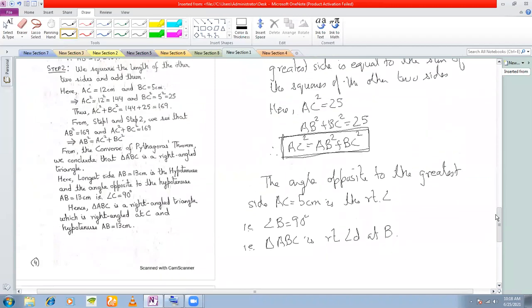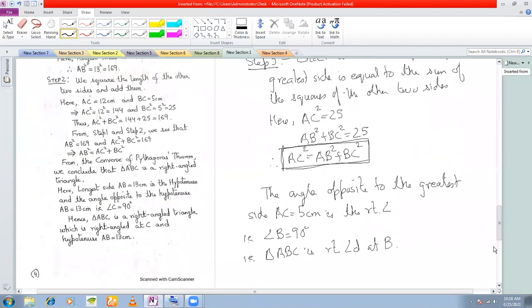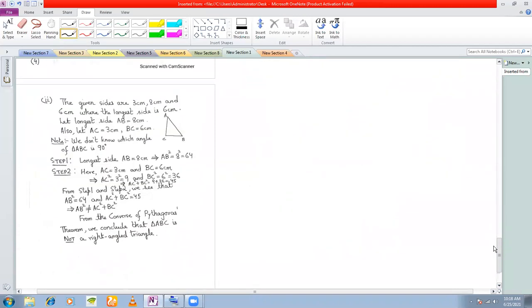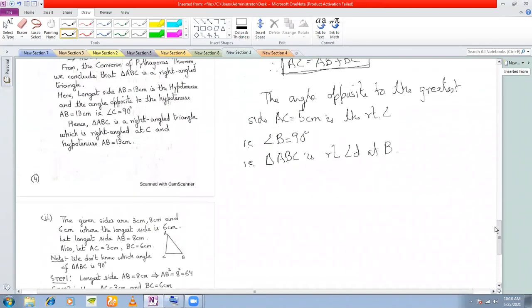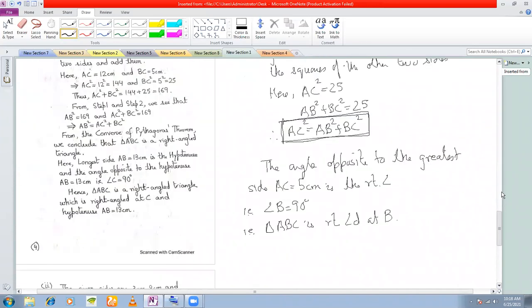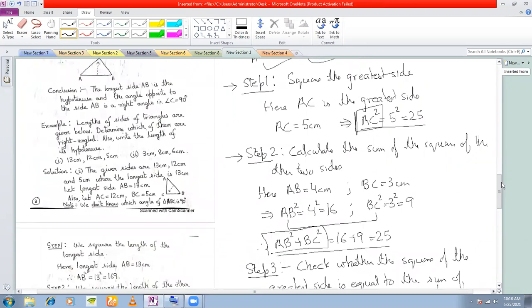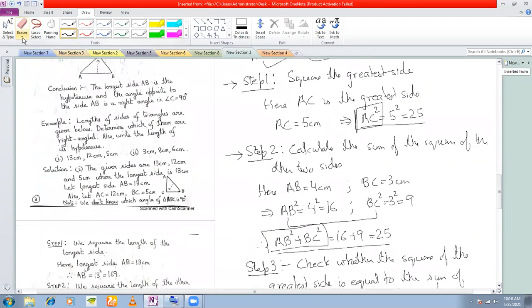I think I have missed out a page or what. Let's see. Okay, look at this. Yes, here is this example.